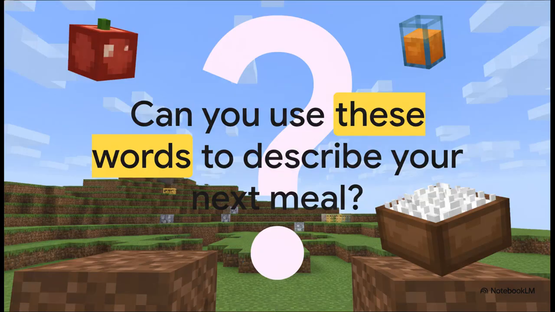So here's a little challenge for you. When you have a snack or a meal today, can you look at it and think, is this a slice of apple, a glass of juice, or maybe a bowl of rice? Try using your new words in the real world.